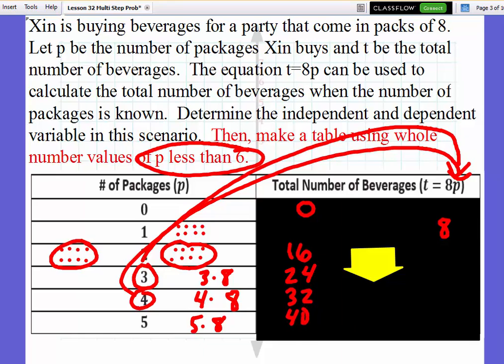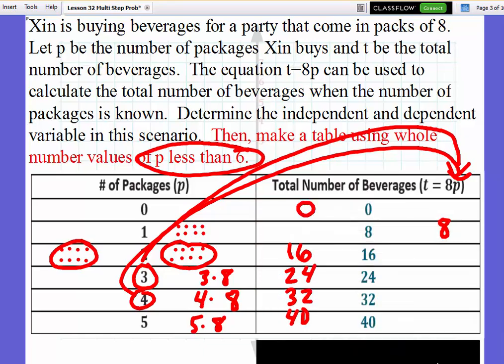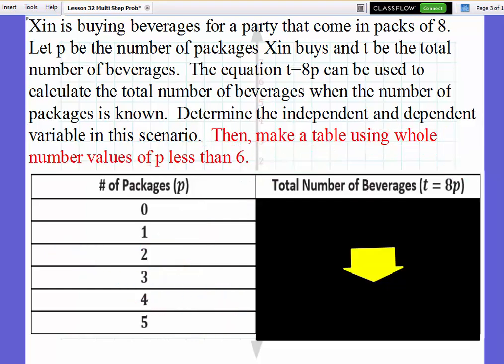Now, let's check whether our answers match up. Well, look at that. 0 and 8 match, 16 and 16 match, 24 and 24, 32 and 32, 40 and 40. So this is my table when P is less than 6, when I buy less than 6 packages.